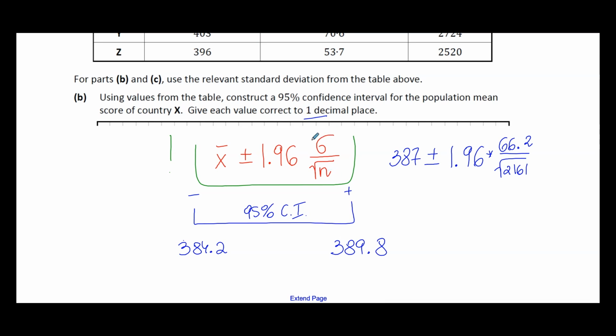Now, I just want to draw your attention, remember what am I doing? My mean, the result of the sample, stands in the very middle. I added the margin of error and I subtracted the margin of error, just so that we understand what that confidence interval is.